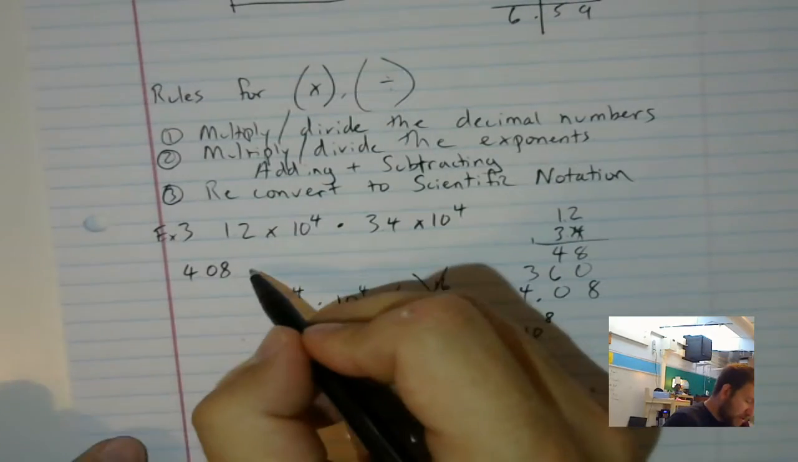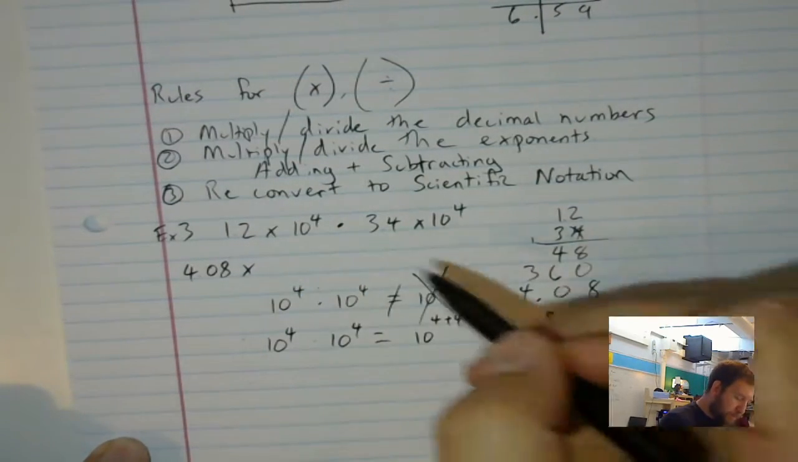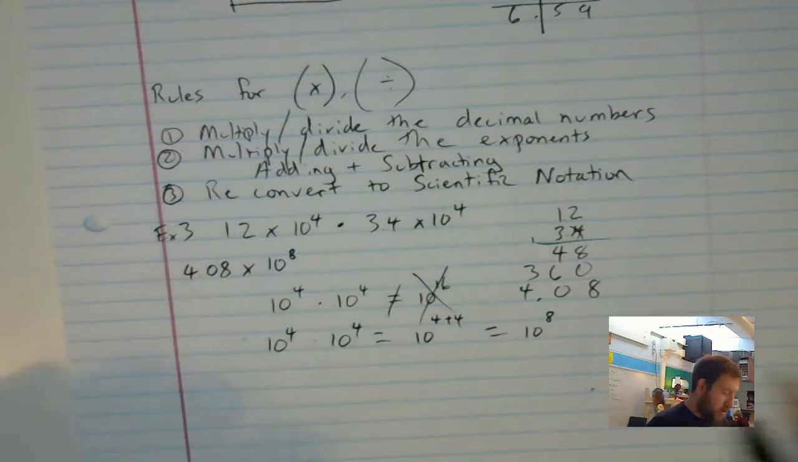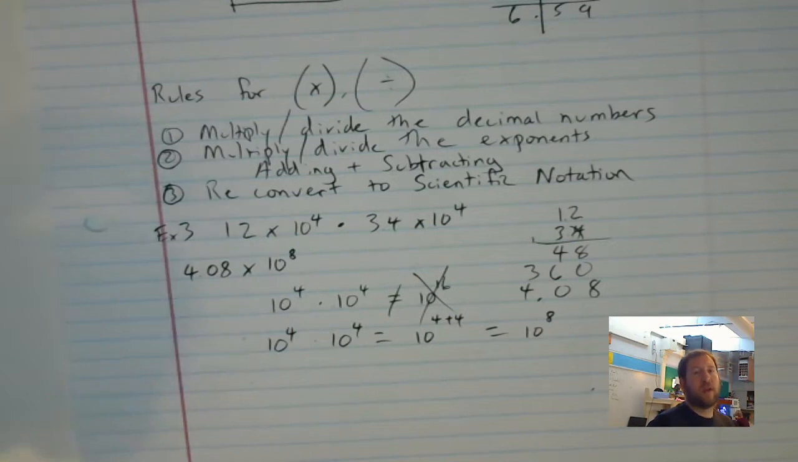Okay, so my answer is going to be 4.08 times 10 to the 8th. So it got much larger. I went from 10 to the 4th to 10 to the 8th. I got many, many more zeros because that's how multiplication works. Okay, let's look at another quick example.